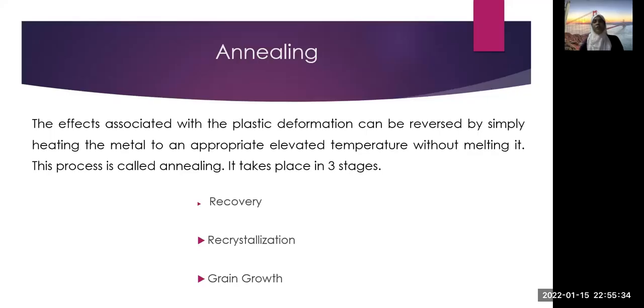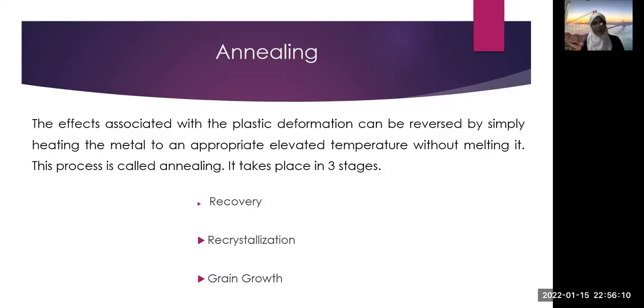Now you might wonder where annealing fits into this. Where does annealing fit into strain hardening? Annealing is a process you do to reverse the plastic deformation which has taken place in the metal. What you do here is simply heat the wrought alloy to a particular elevated temperature, but you don't melt it. As a result, the deformation which has taken place gets reversed. This is called annealing.